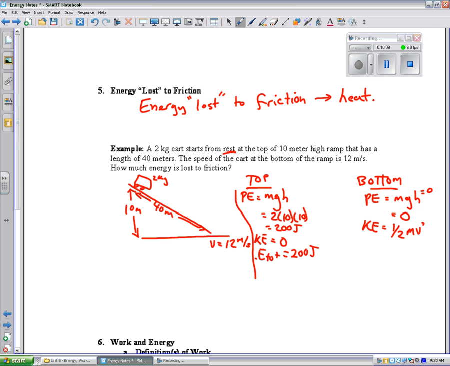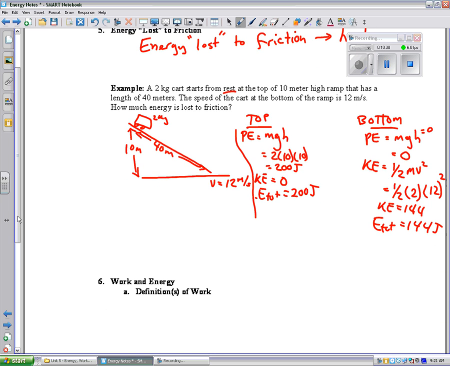So it's 1/2 mv squared. So 1/2, the mass is 2. And we said the velocity at the bottom is 12 squared. So that gives me a kinetic energy of 144, which gives me a total energy of 144 joules. So the energy lost is equal to delta E, and it's going to be 200 minus 144, which gives me 56 joules.